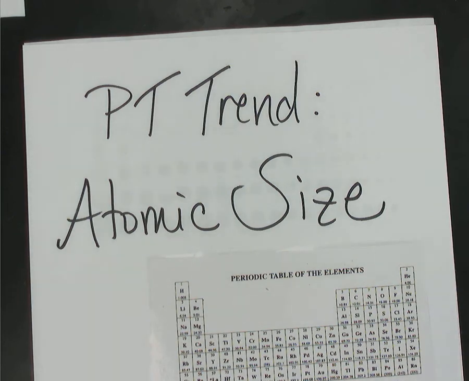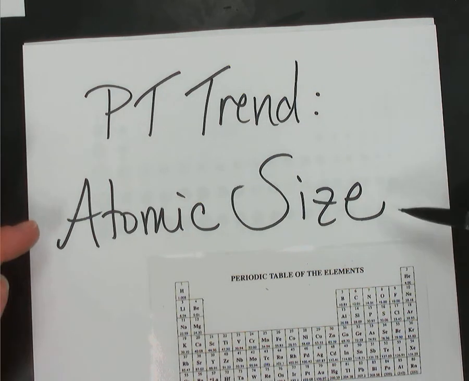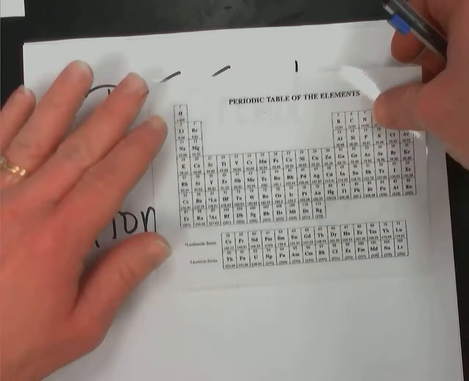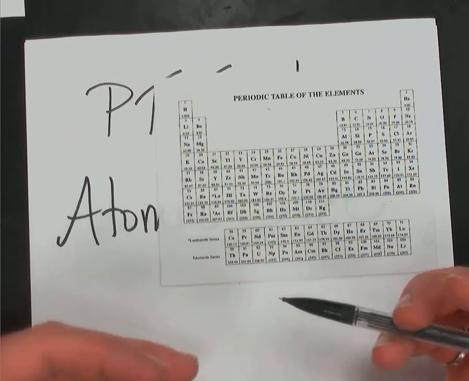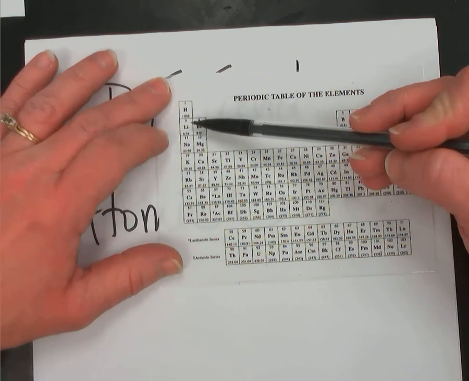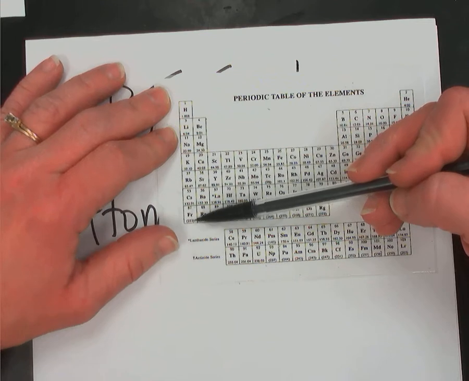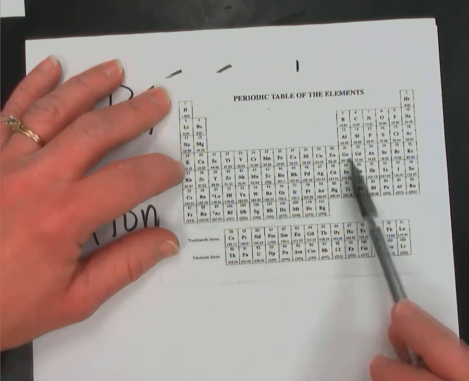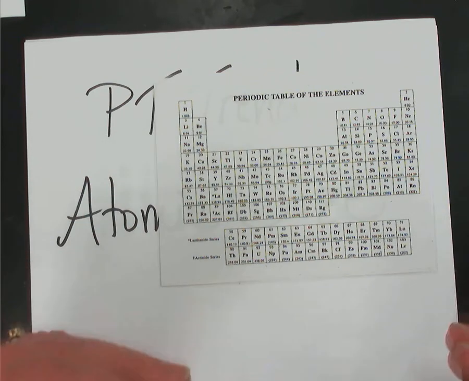Hello, students. This video will give some explanation toward the periodic trend of atomic size. What you should be able to do is explain how the size of atoms changes as one proceeds down a group and across a period. And if given a selection of elements, you should be able to rank them from smallest to largest or largest to smallest.